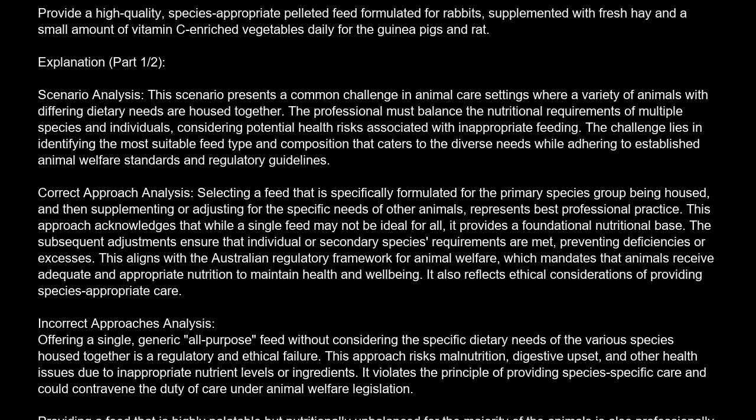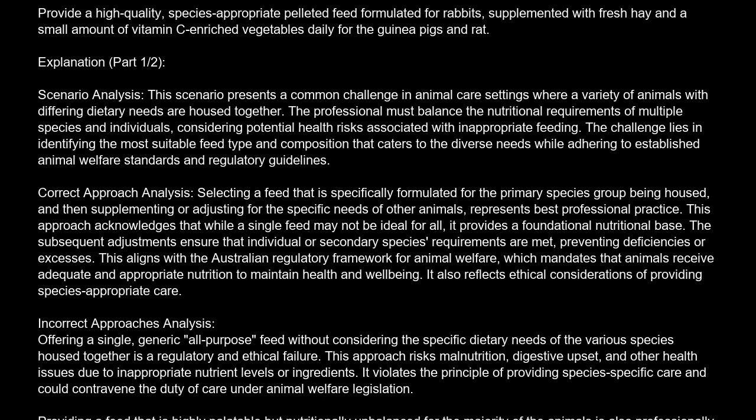Explanation. Scenario analysis. This scenario presents a common challenge in animal care settings where a variety of animals with differing dietary needs are housed together. The professional must balance the nutritional requirements of multiple species and individuals, considering potential health risks associated with inappropriate feeding. The challenge lies in identifying the most suitable feed type and composition that caters to the diverse needs, while adhering to established animal welfare standards and regulatory guidelines.